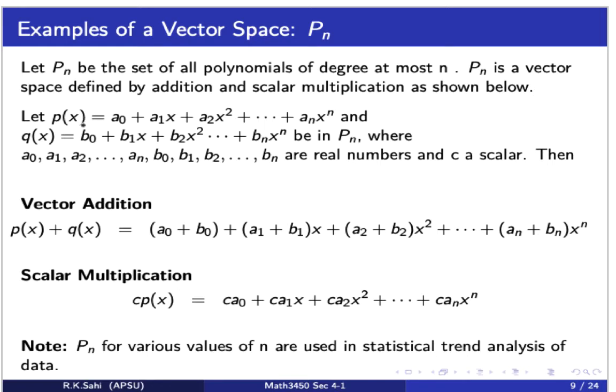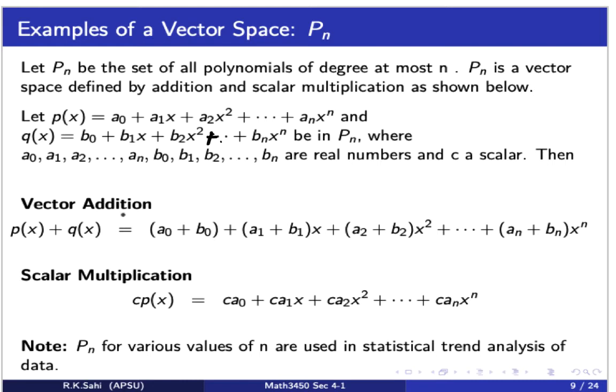Let's write what a vector p of x, an element of this space of polynomials, looks like. It is a0 plus a1 x, because it is of degree at most n, plus a2 x squared plus dot dot dot plus an x to the n. And q of x, another polynomial, is defined as b0 plus b1 x plus b2 x squared plus dot dot dot plus bn x to the n. These are elements in Pn, where all these coefficients a0, a1 to an, b0, b1 to bn are real numbers, and c is a scalar.